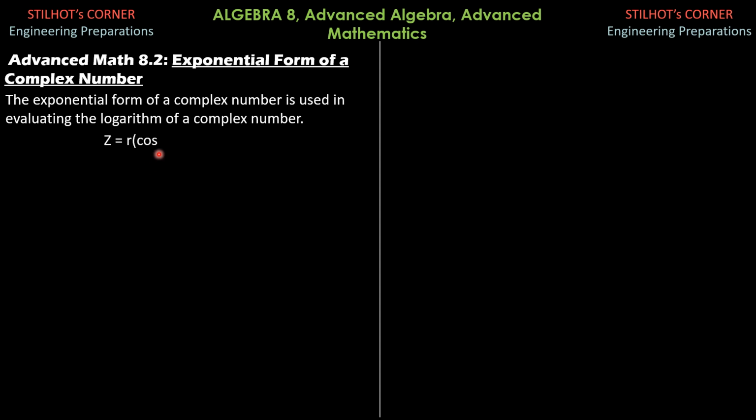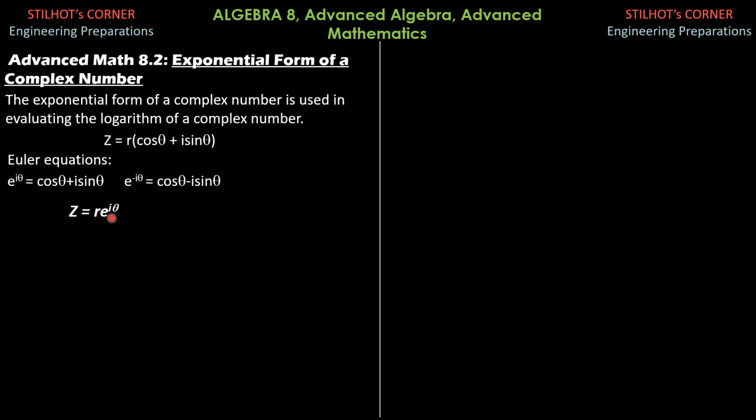So z is r quantity cosine theta plus i sine theta, and from Euler's equations, this one is actually e to the i theta. So these are the Euler equations. One is e to the i theta is cosine theta plus i sine theta, and e to the negative i theta is cosine theta minus i sine theta. Therefore, this part here, you just replace it by e to the i theta, and therefore the exponential form of a complex number is r times e to the i theta. So that's it. That's the exponential form.